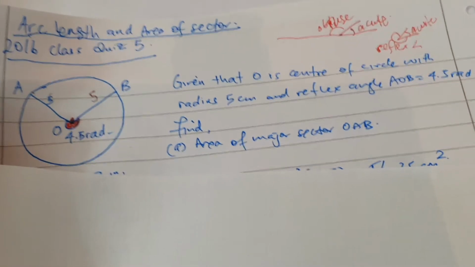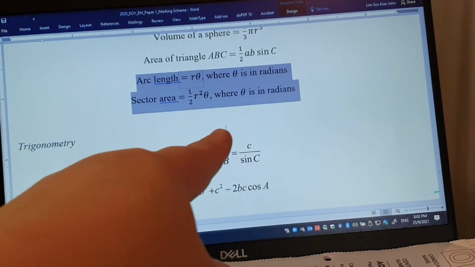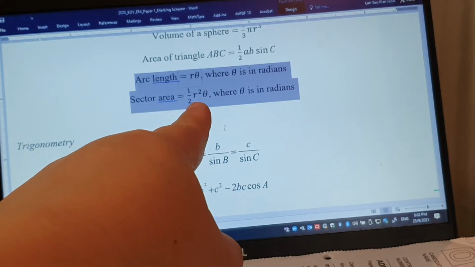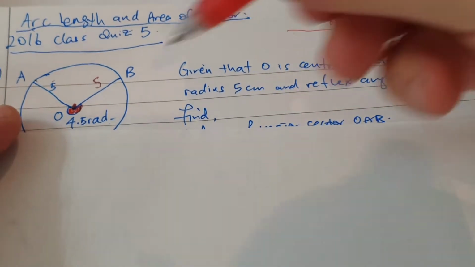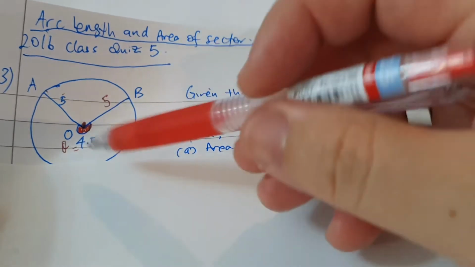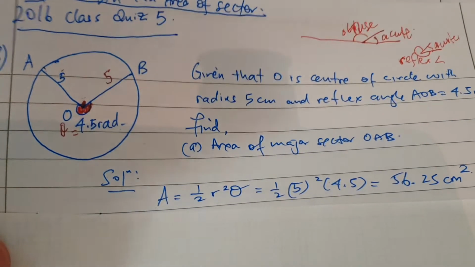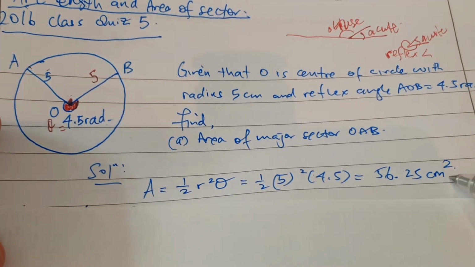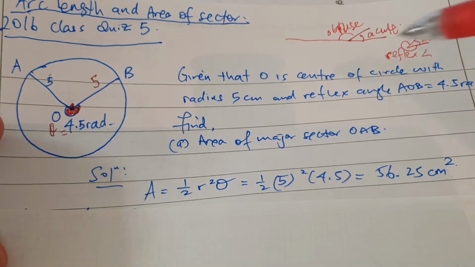If you recall, okay, if you cannot recall, you refer to your formula sheet. There, half r square theta. Very simple. The theta must be in radians, right? So this question is very simple. Theta is this fella. r is 5, and then you can find the answer already. So that's all. Then you write the answer in units, cm square.